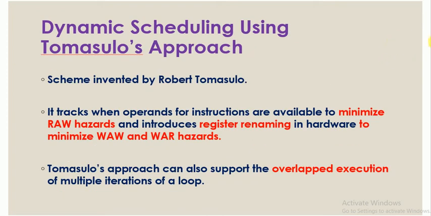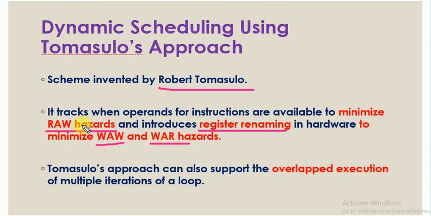Now we will see one particular mechanism called Tomasulo's approach, that is used for dynamic scheduling, which is one of the major approaches used for scheduling in a dynamic fashion. This scheme was invented by Robert Tomasulo. It tracks when operands for instructions are available to minimize RAW hazards and introduces register renaming to minimize write after write and write after read hazards.